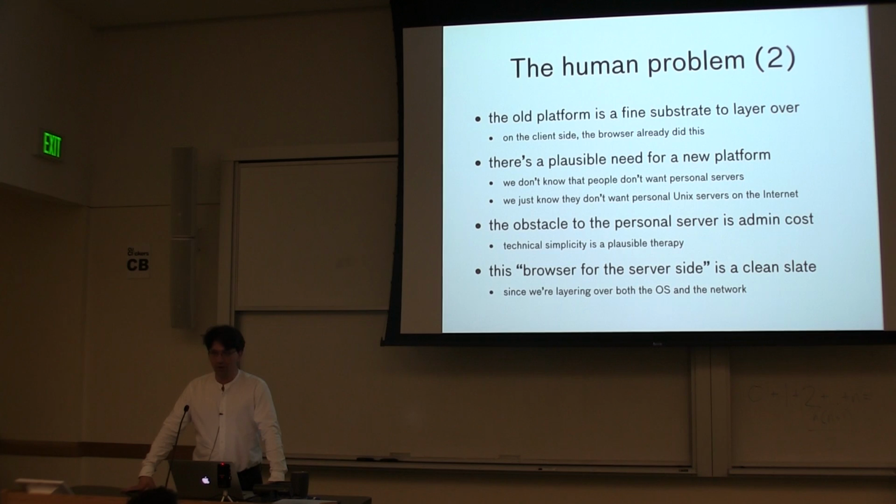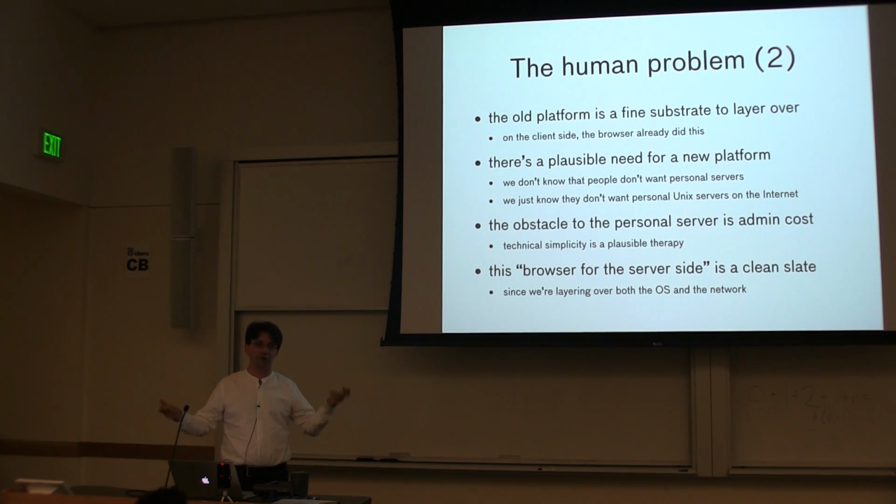If we drill down a little bit and define the need, the obstacle to the universal personal server is just administrative cost. My mother is not a Linux sysadmin. So when your problem is administrative cost, it makes sense that a solution is going to be technical simplicity, because the difficulty of administering the system tends to be roughly proportional to the number of lines of code in it. And if you haven't noticed, there's a lot of lines of code in Ubuntu.